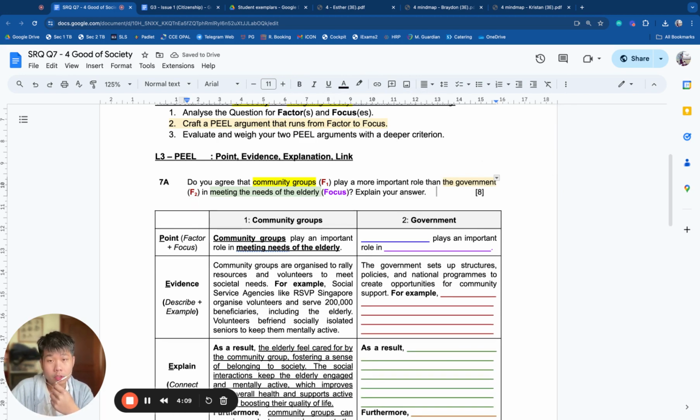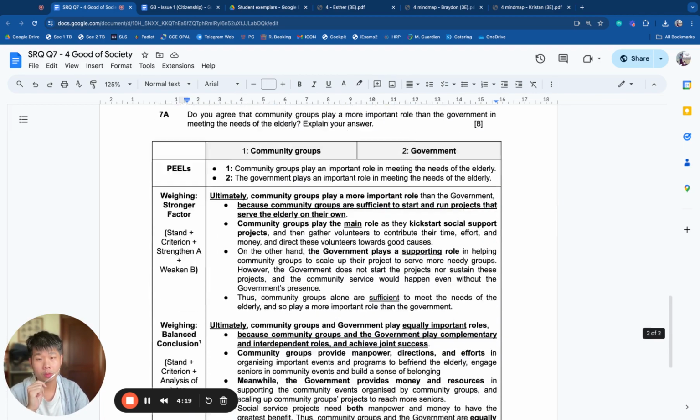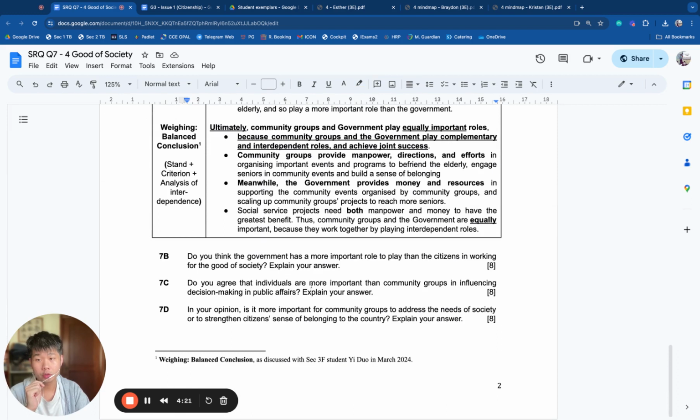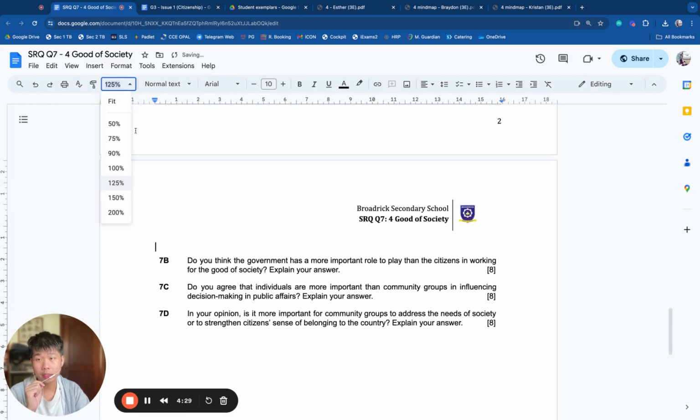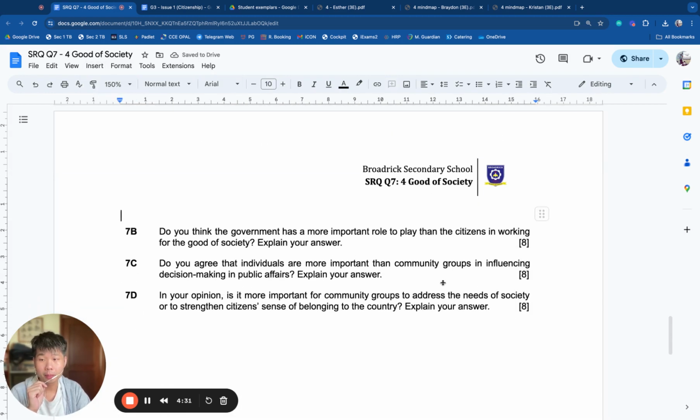So annotate this question. If you need a quick refresher on what each of these mean, you can refer to the previous video. And once you're done, can we go to the next page and look at these 3 questions, 7B, 7C, 7D? And can you pause the video and take perhaps 3 minutes to label all the factors and focuses as well?